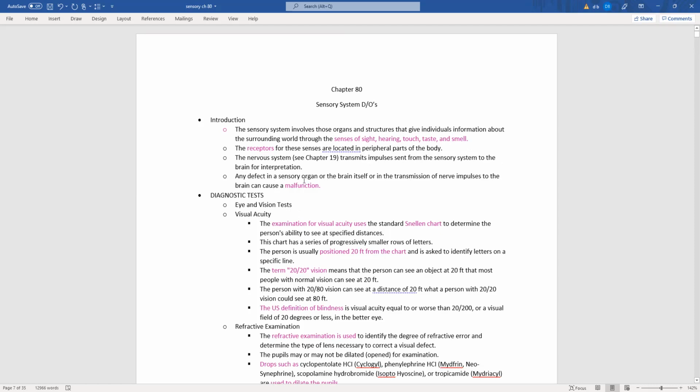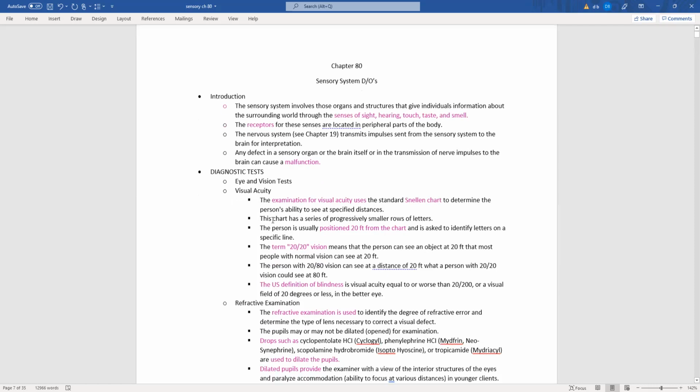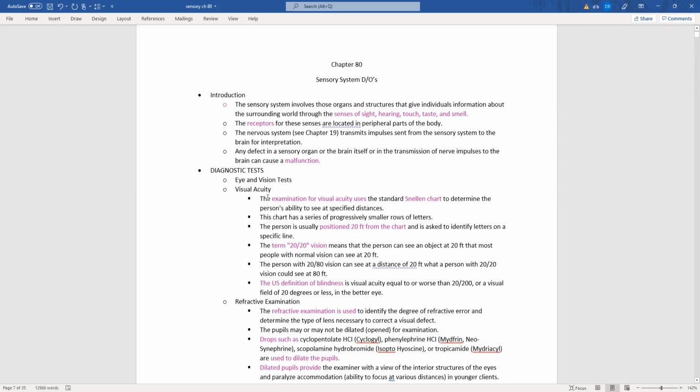Any defect in the sensory organs or the brain itself or in the transmission of nerve impulses to the brain can cause a malfunction. Now let's talk about these diagnostic tests. The eye and vision test, the visual acuity. We all done had this examination before. It's a Snellen chart. It's all those big and small letters. When they say cover one eye, cover the other eye. So that's what the Snellen chart is.